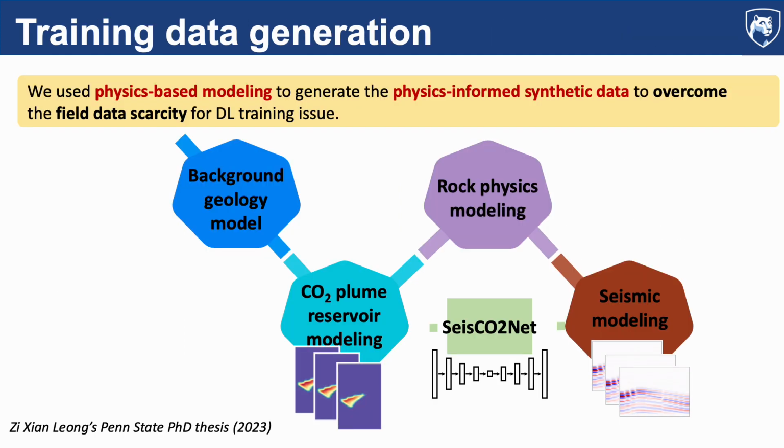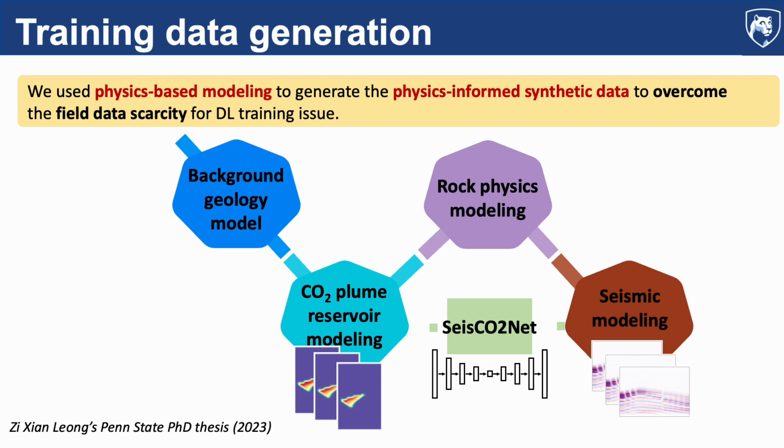As I mentioned earlier, because we have limited time-lapse seismic data for training, we have to build synthetic data to train our neural network. Here I'm showing you a workflow to generate this training data set. First, we have to build a good background geology model. That means we need a very good P-wave velocity model, for example.